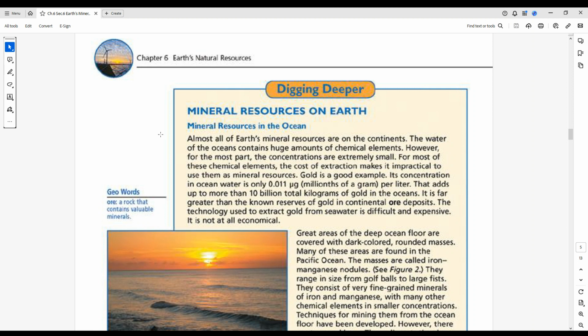Its concentration in ocean water is only 0.011 millionths of a gram per liter. That adds up to more than 10 billion total kilograms of gold in the oceans. It is far greater than the known reserves of gold in continental ore deposits. The technology used to extract gold from seawater is difficult and expensive. It is not at all economical.